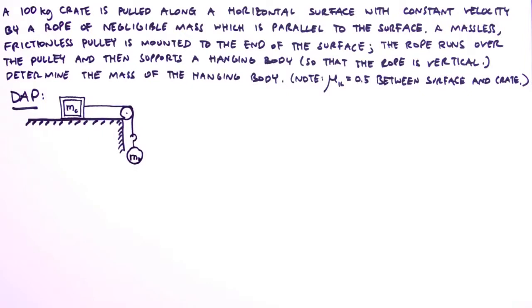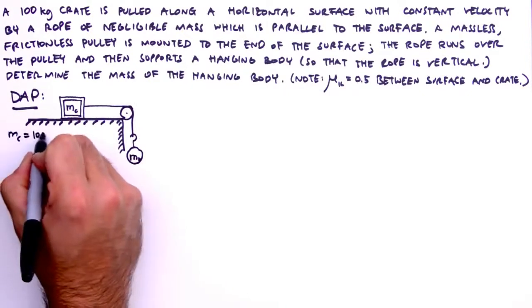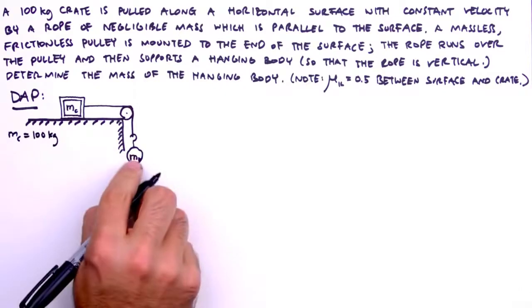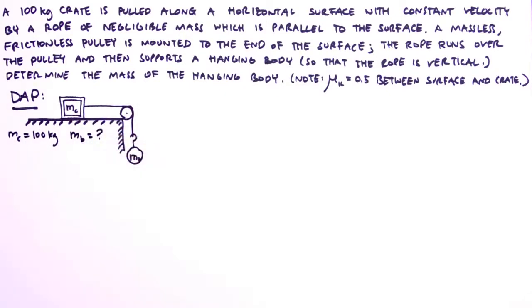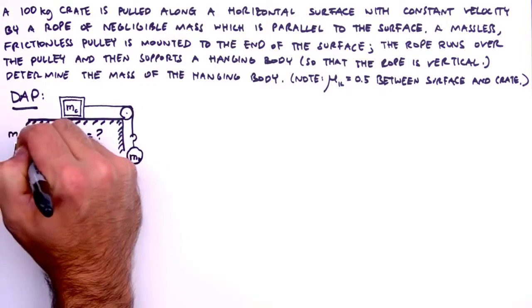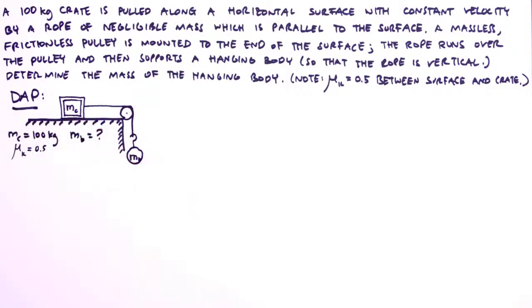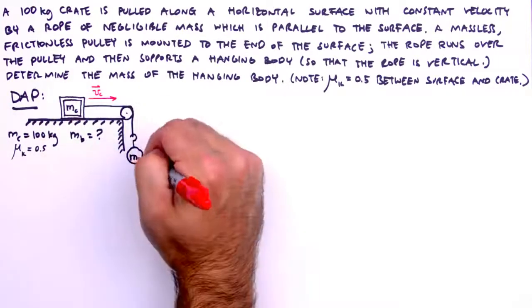Now we identify our knowns and our unknowns. We're given the mass of the crate, 100 kilograms, and we're looking for the mass of the hanging body, so we'll note that with a question mark. We know how sticky the interface is between surface and crate, that is to say, we know its coefficient of kinetic friction, 0.5.